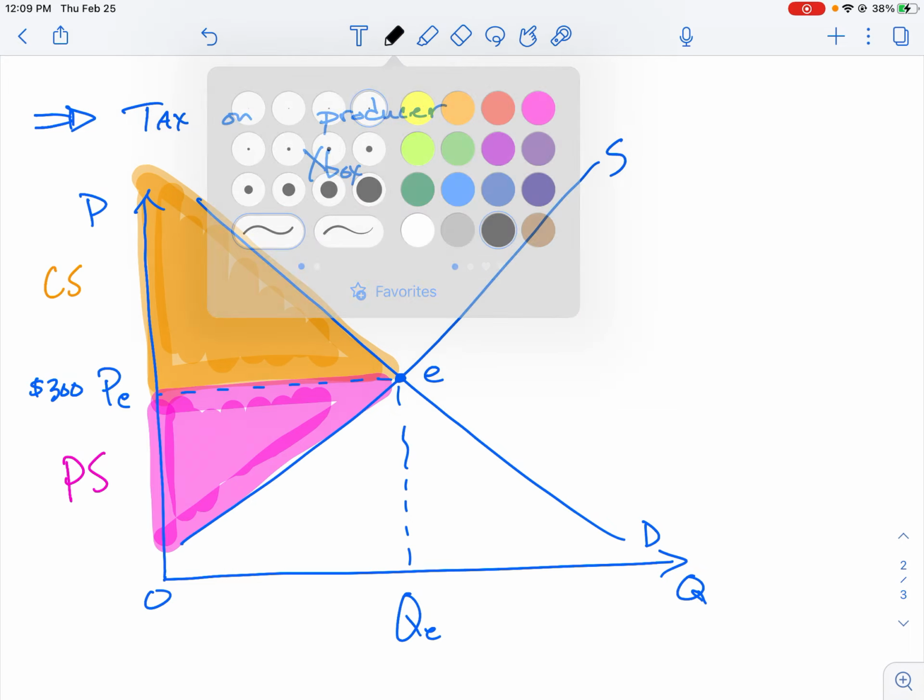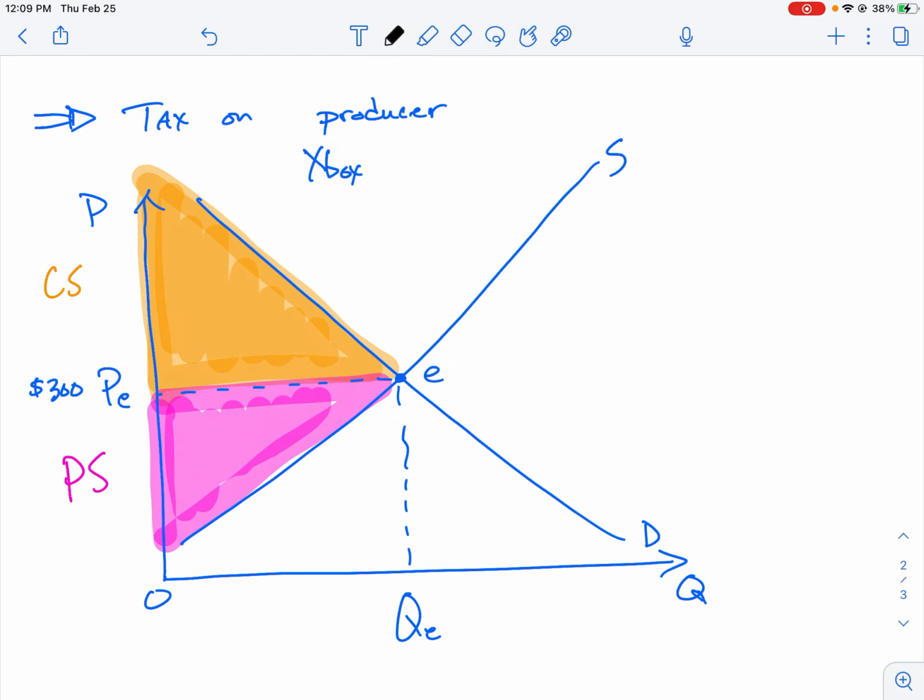Now, suppose either because we need to raise revenue to fund government activities, or because we think people play too many video games and we want to make them more expensive so they don't fritter away as much time, let's say. For either of those reasons, let's impose a tax of, let's say, $25 on producers or sellers of Xboxes.